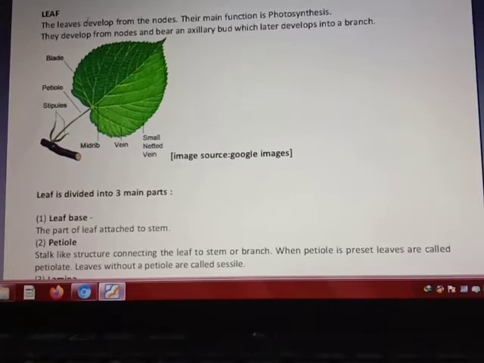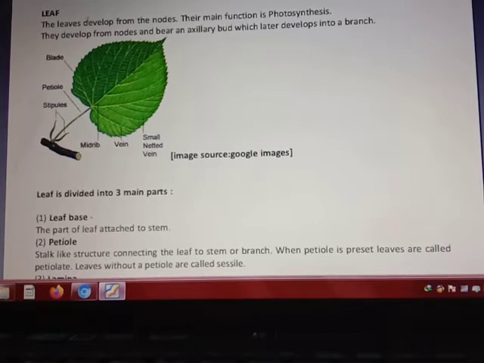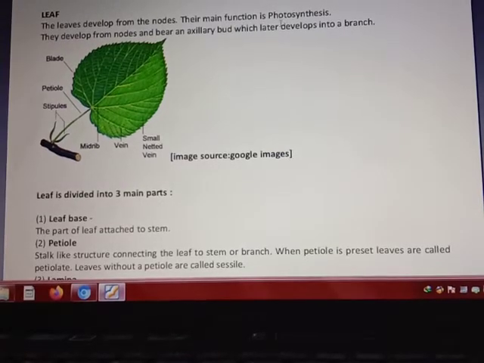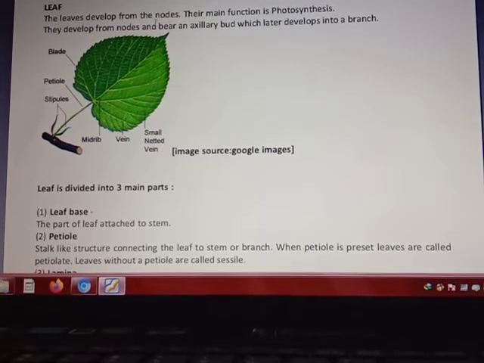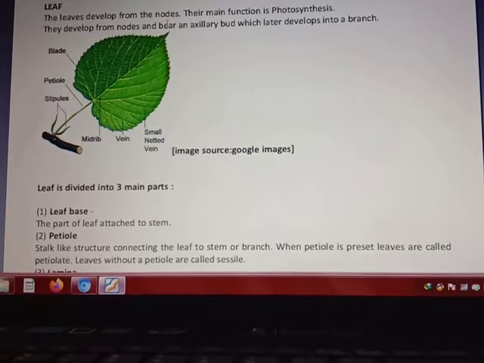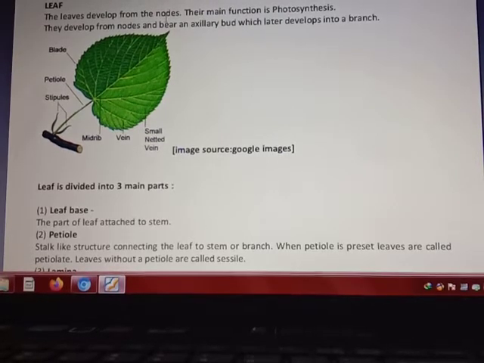All right, so first of all, what is a leaf? All of you know the leaf is a part of a plant, and the basic function of the leaf is photosynthesis. It is a green flat part. The point from where the leaf arises is known as a node. Node is a point present on the stem from where the origin of the leaf takes place.